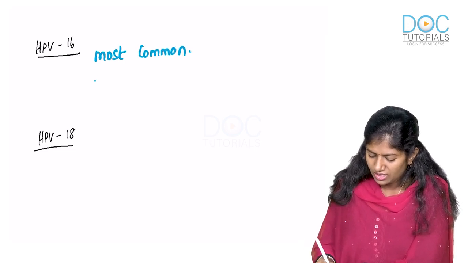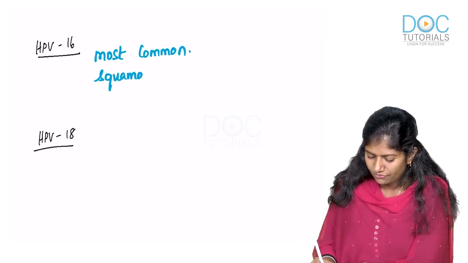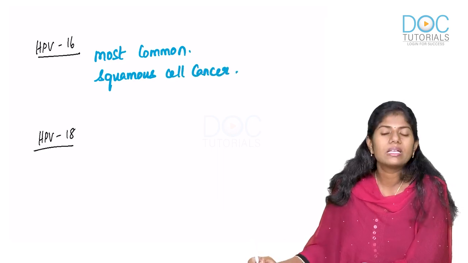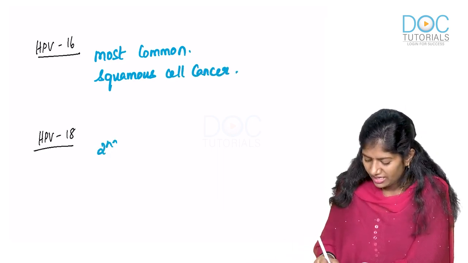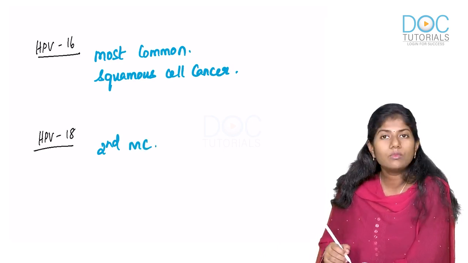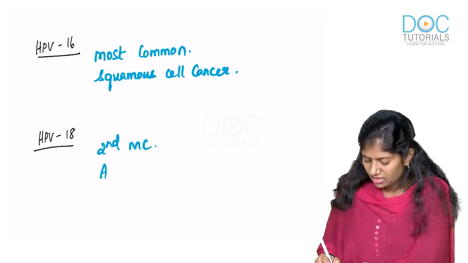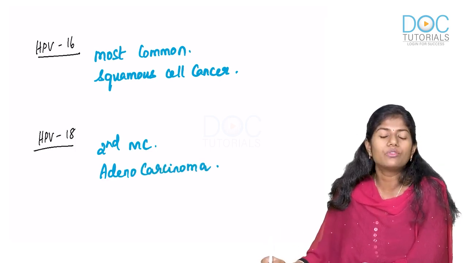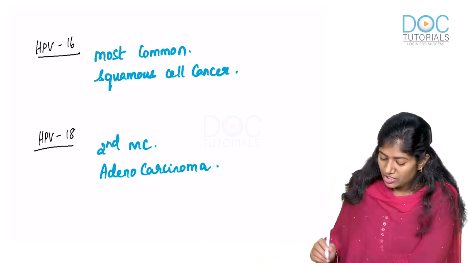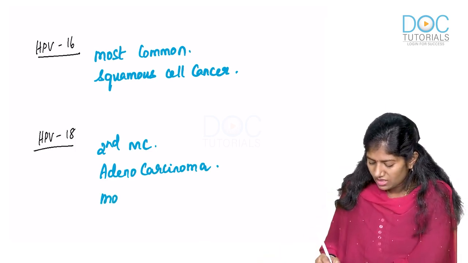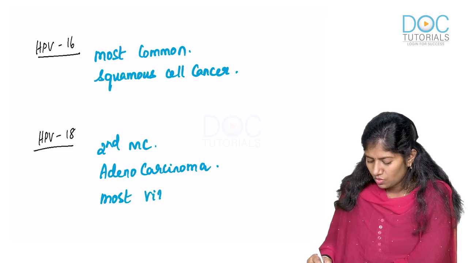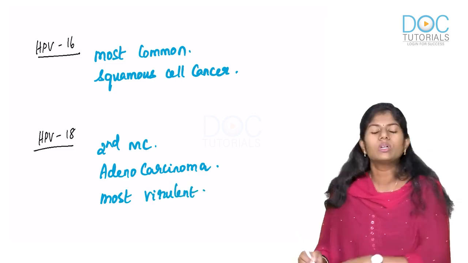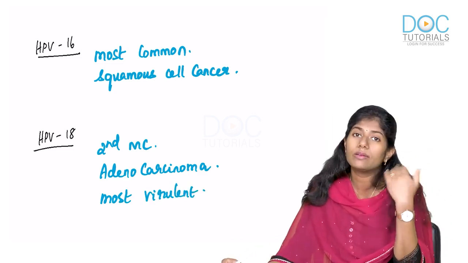HPV 16 is related to squamous cell cancer. HPV 18 is the second most common. HPV 18 more often causes adenocarcinoma of the cervix. And also remember, HPV 18 is the most virulent. So I hope you understand the difference between most common and most virulent.